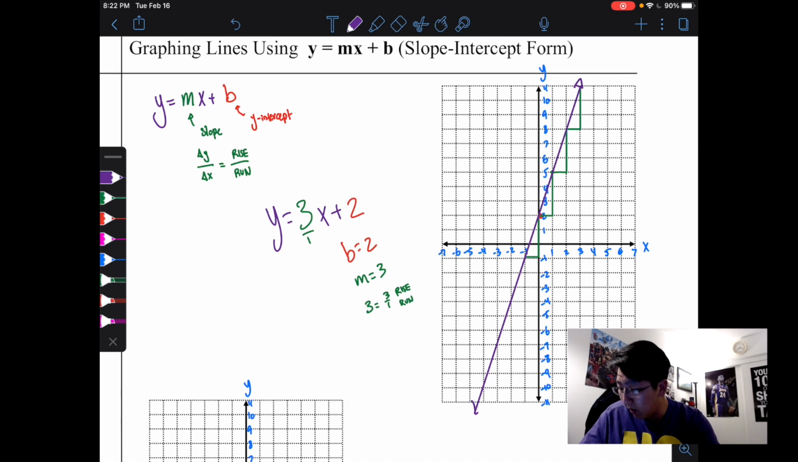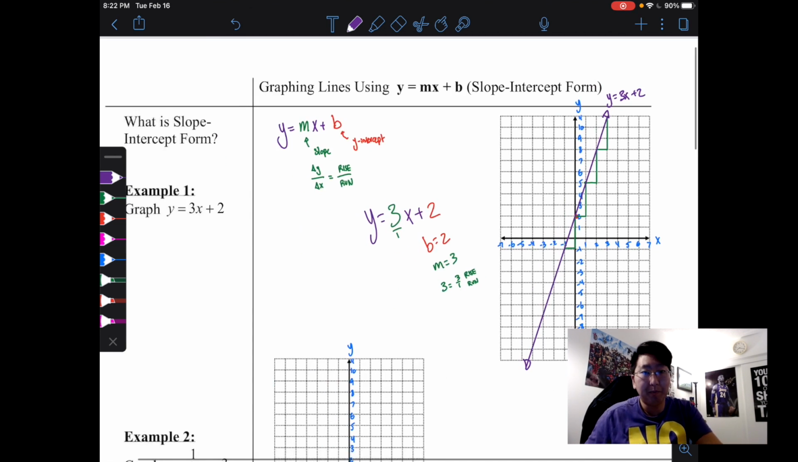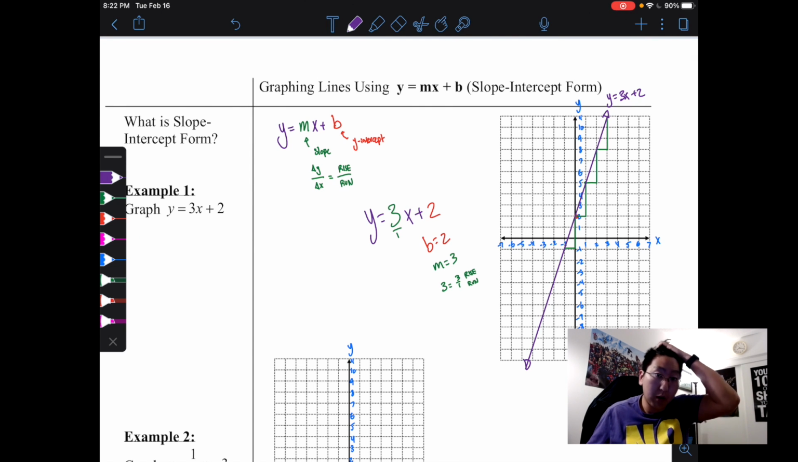I'm going to go ahead and extend my arrows and write my equation y equals 3x plus 2. And I'm done. Now, that was from chapter 4, okay? So it's a quick review.